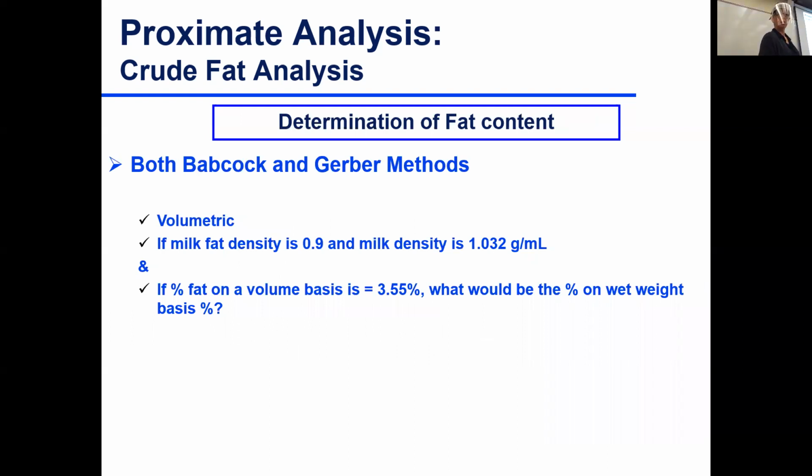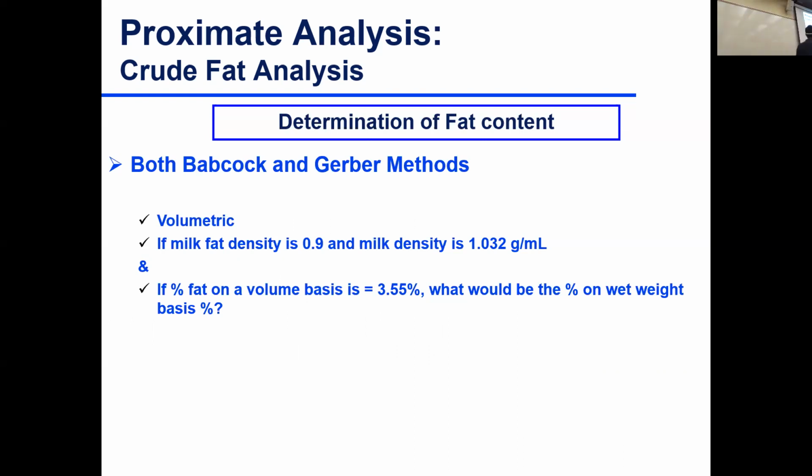Both methods are volumetric, whether it's Babcock or Gerber, and we can use the volume of fat to calculate percentage of fat on what basis. So take out your sheet from last time for the +2 and start solving this question.